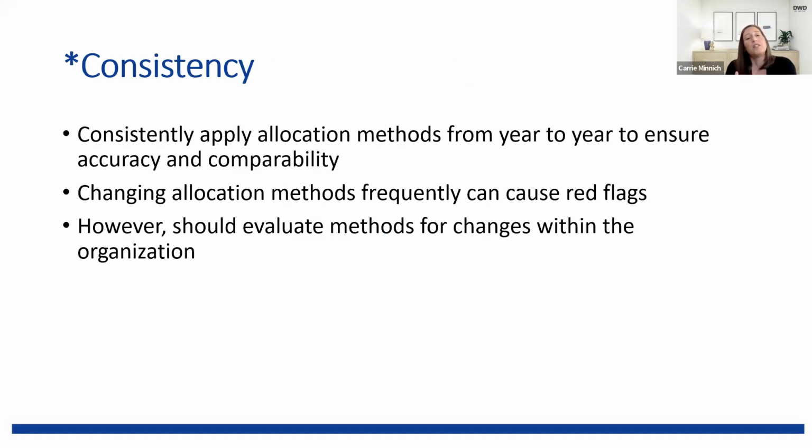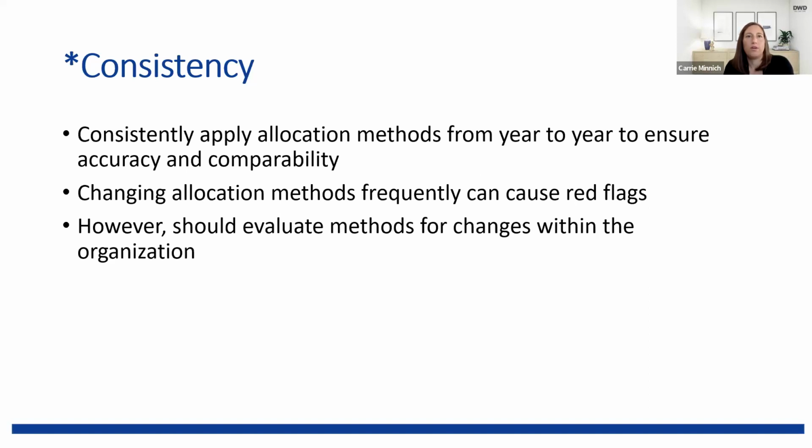Consistency. Once we determine how we're going to allocate these expenses, we need to be consistent from year to year. We don't really want to change every year or every month. There really needs to be a reason why we're changing. So once we come up with an allocation method, we want to follow that allocation method year over year, unless there is something significant that happens.